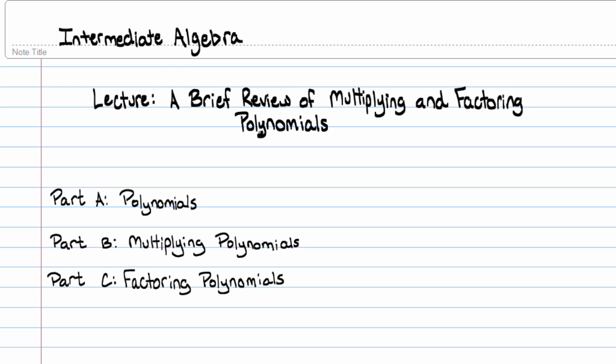This is part C of a lecture, basically a review on multiplying and factoring polynomials. Specifically, we're going to focus on polynomials and factoring polynomials. I'm only going to talk about a strategy for factoring. I'll review some of the factoring methods, but this is definitely not meant to be me teaching somebody how to factor, except for one thing. I'll show you how to factor a trinomial where the lead coefficient is not 1.